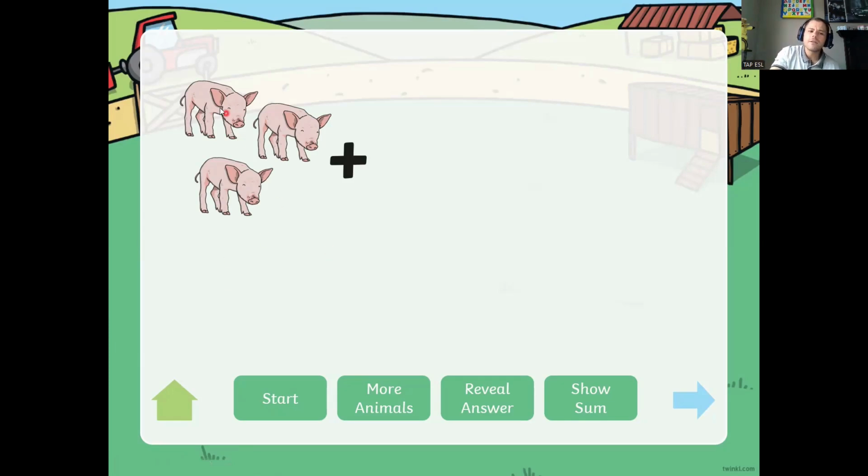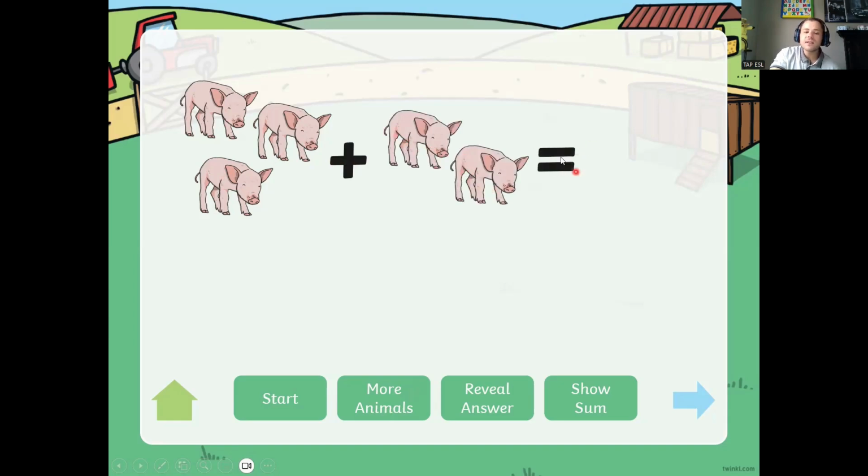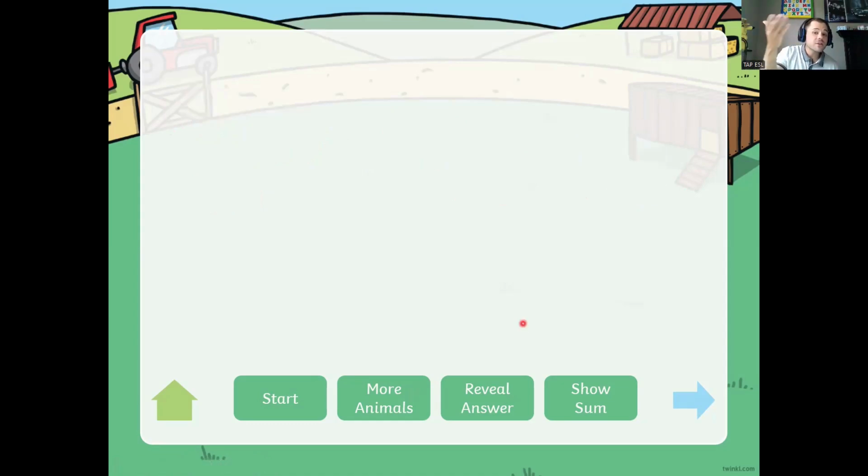I can see 3 pigs. 1 pig, 2 pigs, 3 pigs. 3 pigs plus 2 pigs equals 5 pigs. 3 pigs plus 2 pigs equals 5 pigs. Let's go to the next one.